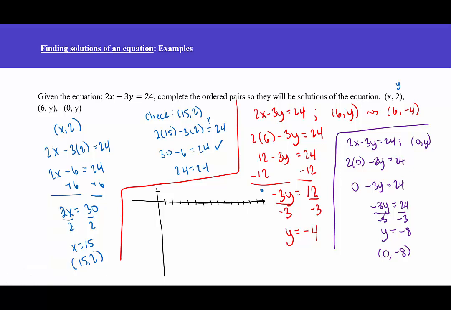Next, we have (6, -4). Put some negatives on here. I think I need 8, right? 1, 2, 3, 4, 5, 6, 7, 8. Okay. 6: 1, 2, 3, 4, 5, 6. Down 1, 2, 3, 4.